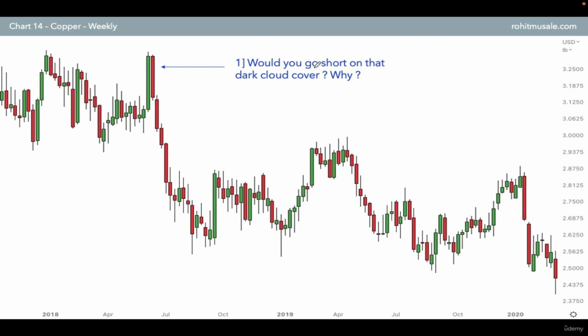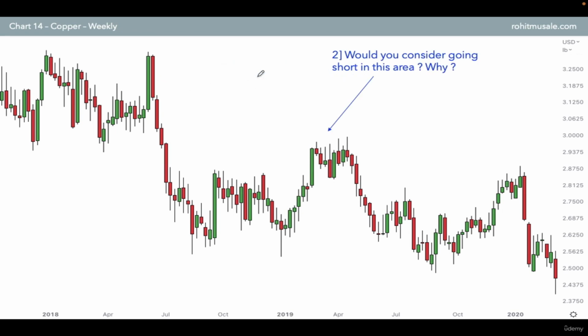So question 1, would you go short on that dark cloud cover and why? The answer is no, I would not go short because it's not confirming this resistance. For confirmation, you need the dark cloud cover to cross and then close back down, which is not happening here. That means the price might go up to that resistance and then fall down. That is the reason why I would not go short on that dark cloud cover. It has to properly confirm, right?